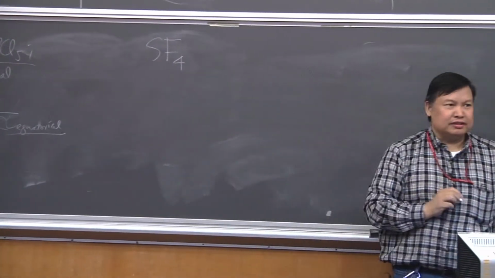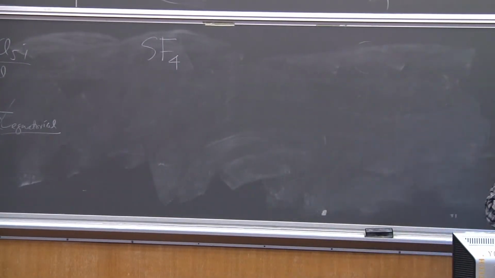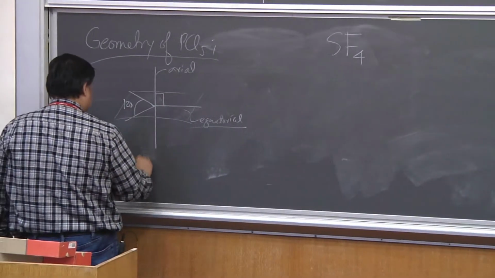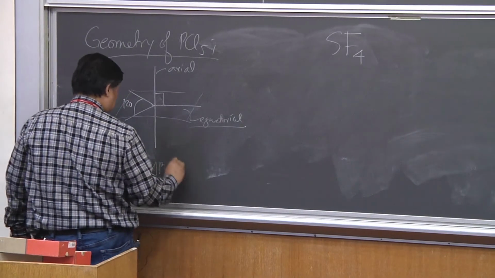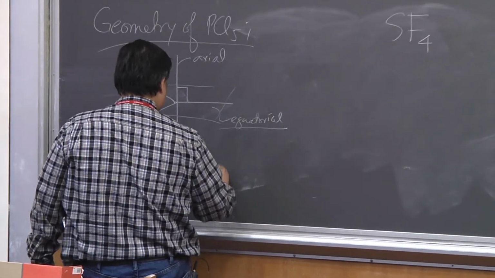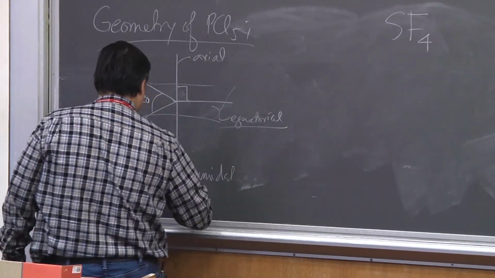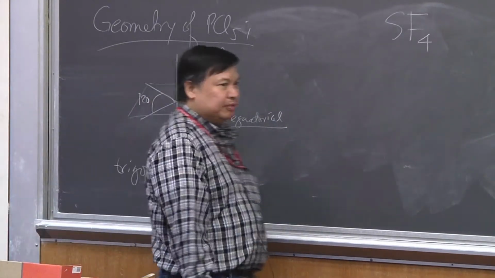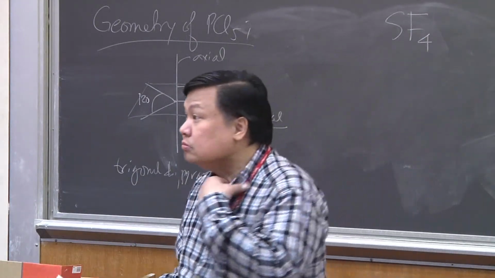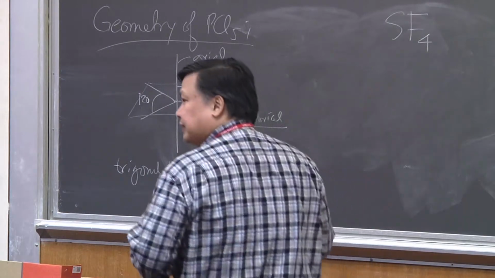Let's try the Lewis structure now for SF4. What is this shape called? Oh, very good. So trigonal bipyramidal. Okay? Bipyramidal.